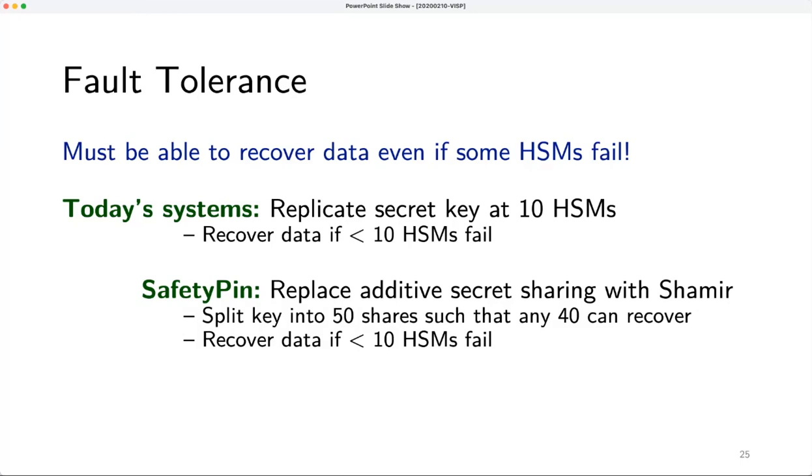Good. Yeah. I'll try to be upfront with the limitations, of which there are a few. So that's definitely a big one. So okay, this allows you to recover even if some fraction of the HSMs fail.